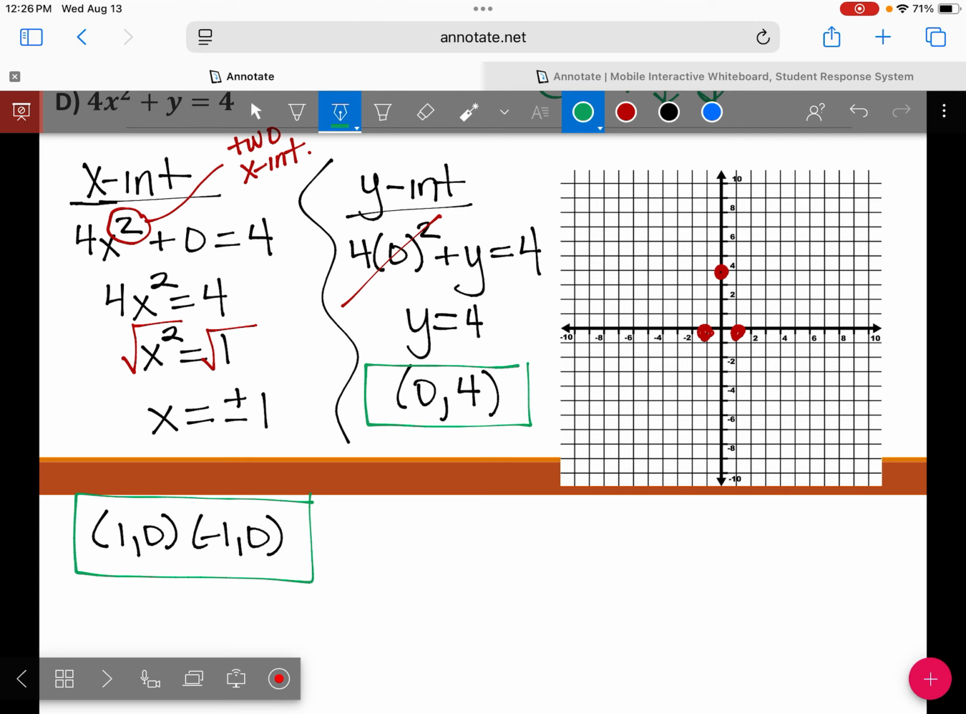Good question. So do you think this is going to be a smile or a frown based off our points? Yeah, it's going to be upside down. So let's go ahead and connect it. And that is it.